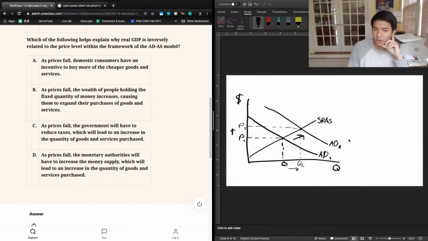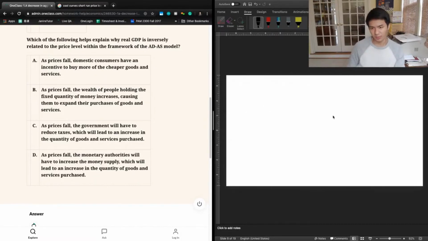So C says as prices fall, the government will have to reduce taxes, which will lead to an increase in the quantity of goods and services purchased. And it's not necessarily the case that if prices fall the government has to reduce taxes. And so that answer is going to fall short. And D says as prices fall, the monetary authority will have to increase the money supply, which will lead to an increase in the quantity of goods and services purchased. And so again, if prices fall, the Federal Reserve is not required to increase the money supply. So again, that answer choice is going to fall short. So we're left with B as what I think would be the best answer here.